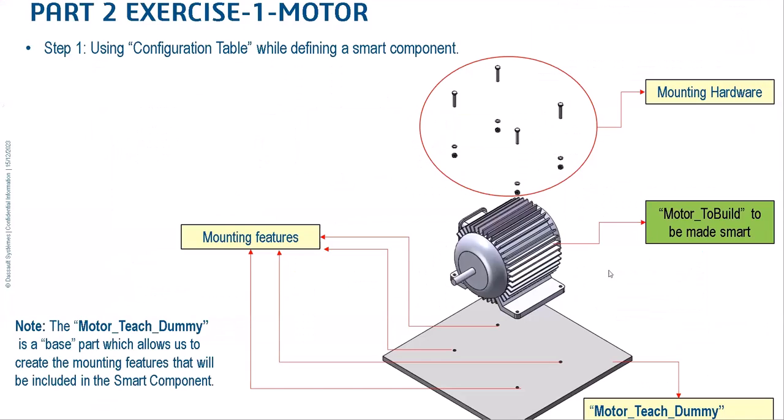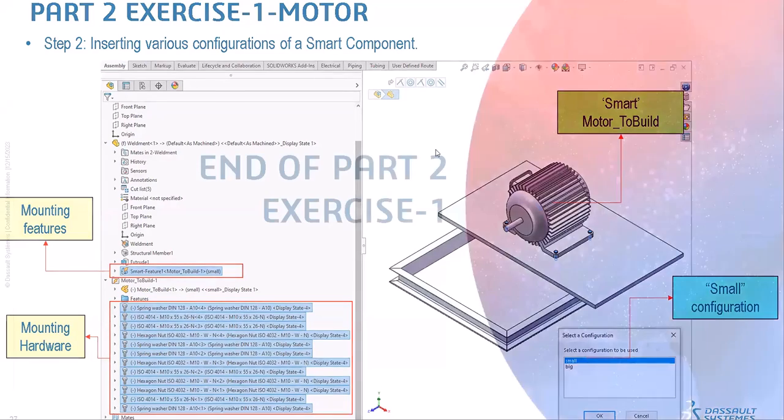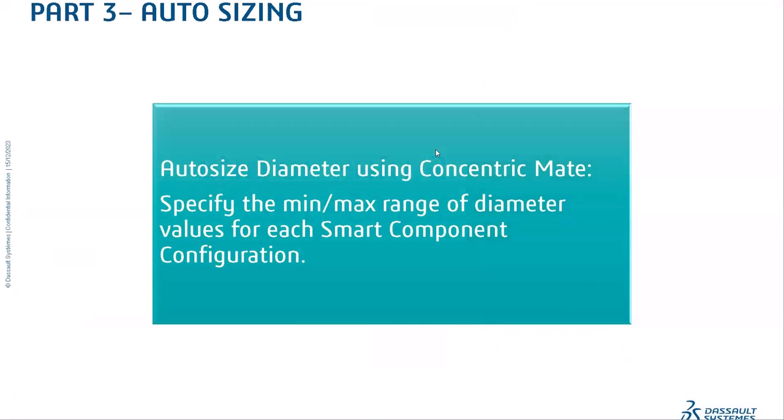Okay, back to our presentation. So again, it asks us to select a particular configuration from the configurations that we predefined in our training assembly when we apply this smart component. And so that's the end of part 2, exercise 1.